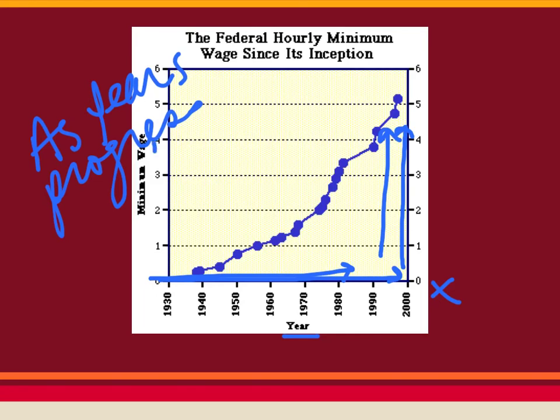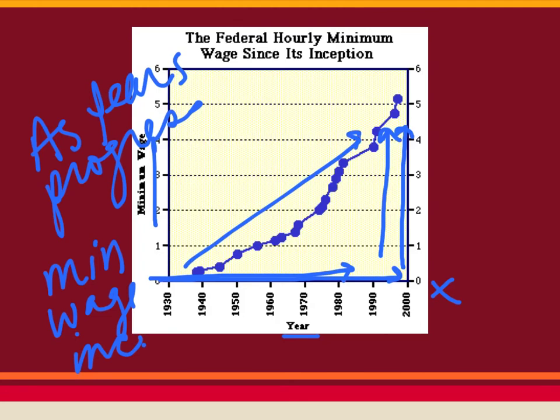Well, what is that Y-axis? It's minimum wage. So we say, as the years progress, as we move rightwards on our X-axis, we see that the minimum wage increases. Okay? And that's a simple conclusion. That's a simple interpretation. But though it is simple, it is precise, it is accurate. As the years go on, minimum wage increases. It might not increase exactly linearly, but it is increasing nearly every year.